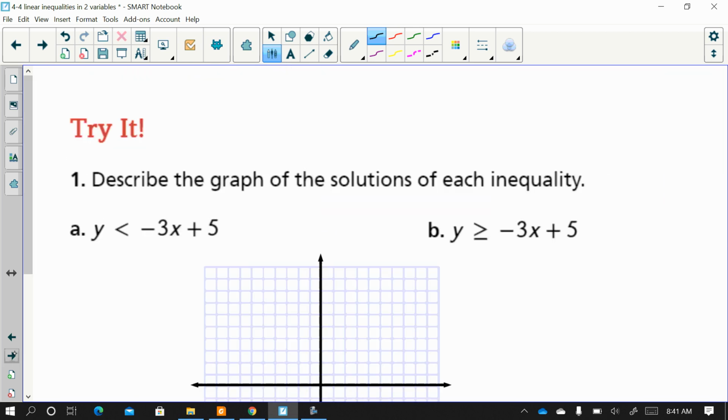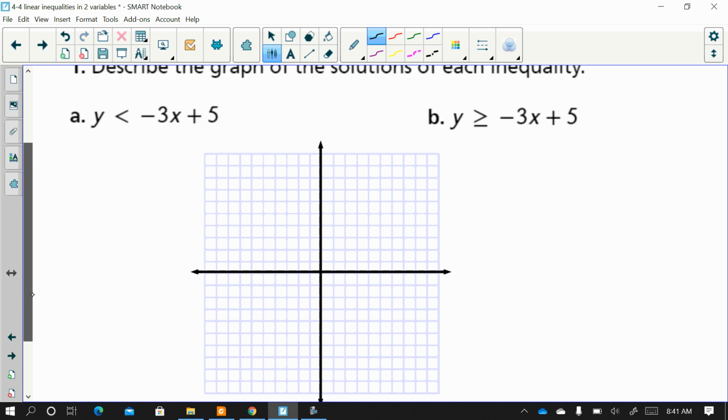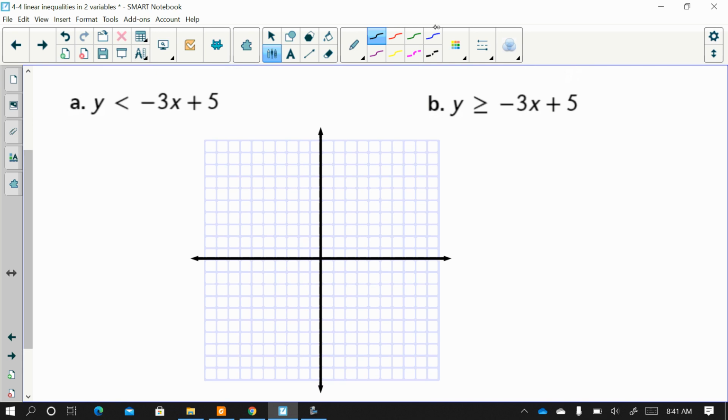All right, let's try one. Please take a minute, pause the video and try letter A. Letter A, we're going to start by graphing my inequality. So -3x plus 5. I know slope-intercept form, start at 5. The -3 tells me go down 3 over 1, down 3 over 1, down 3 over 1. Or you could go up 3, left 1.